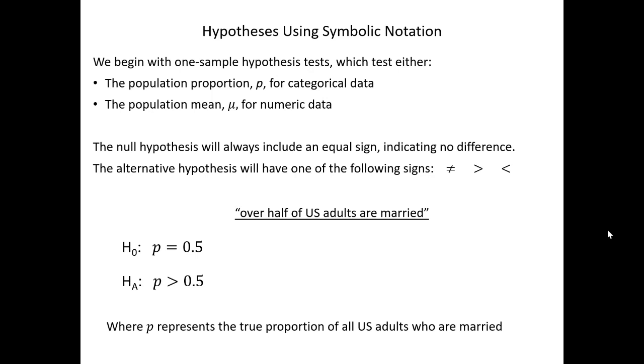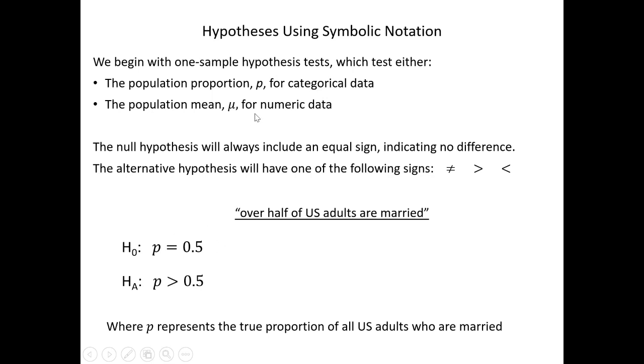All right, so you'll see we set up our hypotheses using that symbol for the parameter we're testing on the left. My example here is P, because we're testing the proportion of US adults that are married. The null hypothesis, this is pretty easy. The null hypothesis will always have an equal sign in it. So we want to test the claim that over half of US adults are married. Well, the complementary statement there is that it's not over half, it's equal to 0.5.